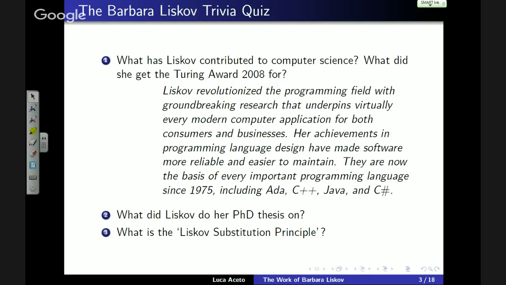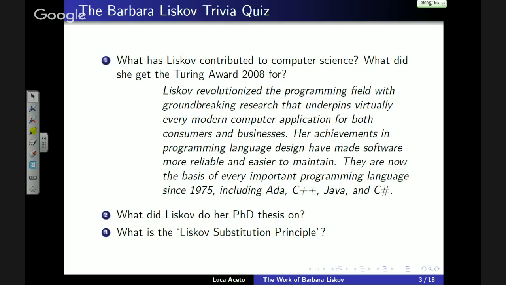This is part of the citation for the Turing Award. She revolutionized the programming field with groundbreaking research that underpins virtually every modern computer application for both consumers and businesses. Her achievements in programming language design have made software more reliable and easier to maintain, and they're now the basis for many modern programming languages. So given this statement, it's perhaps surprising that if I ask our average computer scientist or our average student what she did, the answer is perhaps, well, we don't know. So we should perhaps teach more of the things that underpin her work. That's one of the reasons why I decided to talk about her work. Her PhD thesis, what did she do her PhD thesis on? Well, that's something I will tell you later on. It was actually in AI.